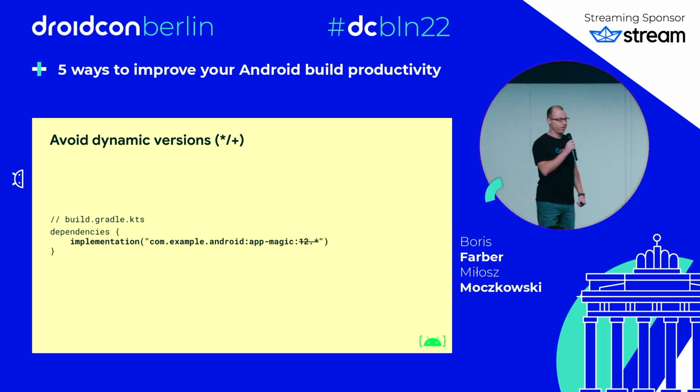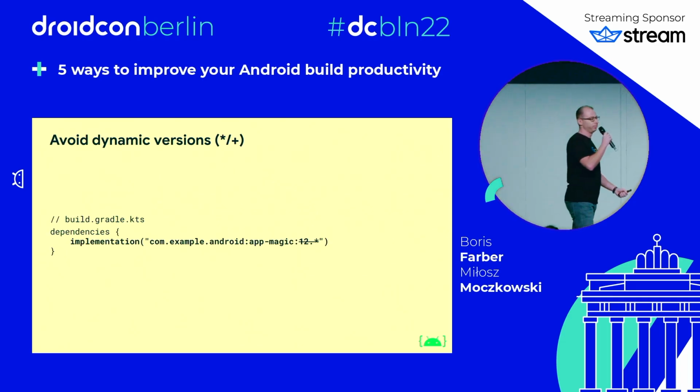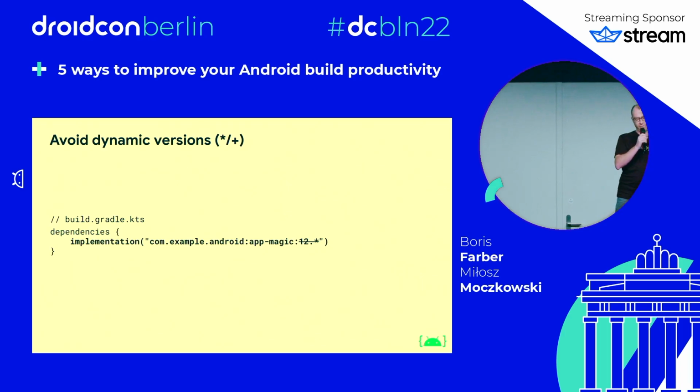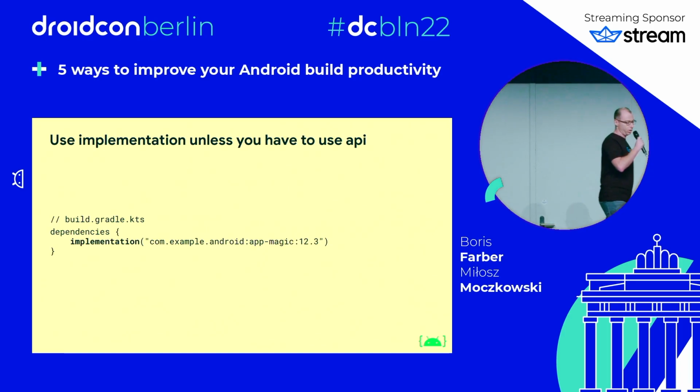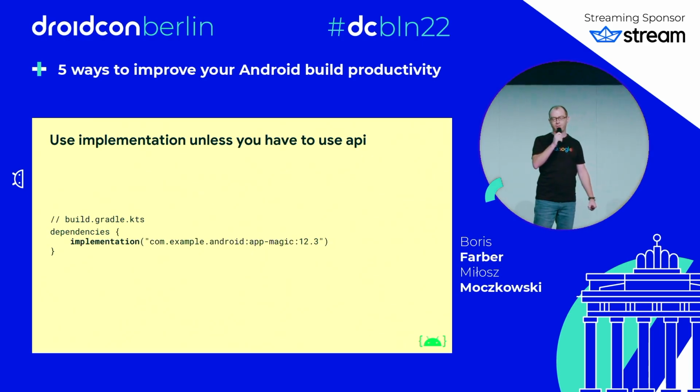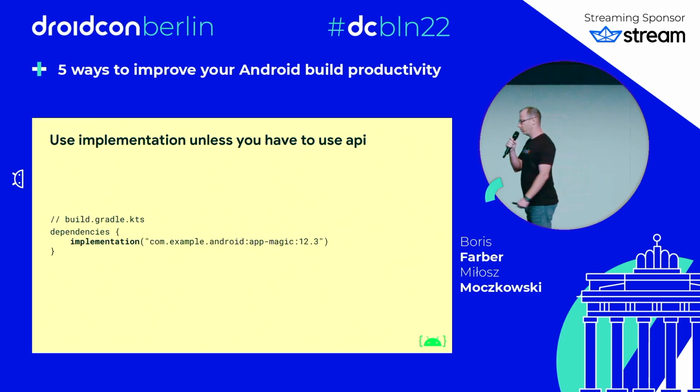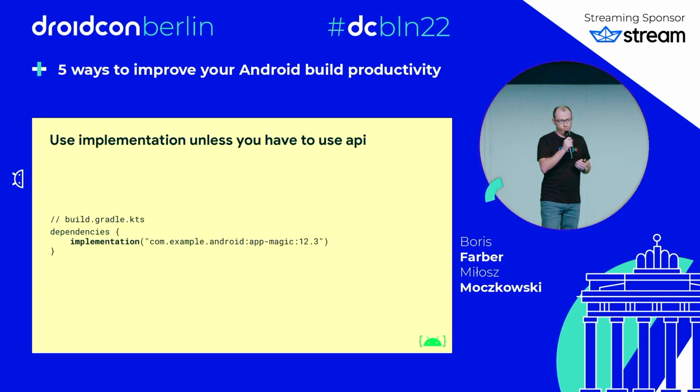As a side effect, dynamic versions cause non-optimal builds, as Gradle needs to do more network fetching to upgrade to the versions that fit the regex. Another item: please use implementation unless you have to use API in the dependencies. And why is that? When Gradle sees the implementation directive, it doesn't publish the artifacts to all modules, which means less work during the build, which in turn means faster build times. And this is something we all want.